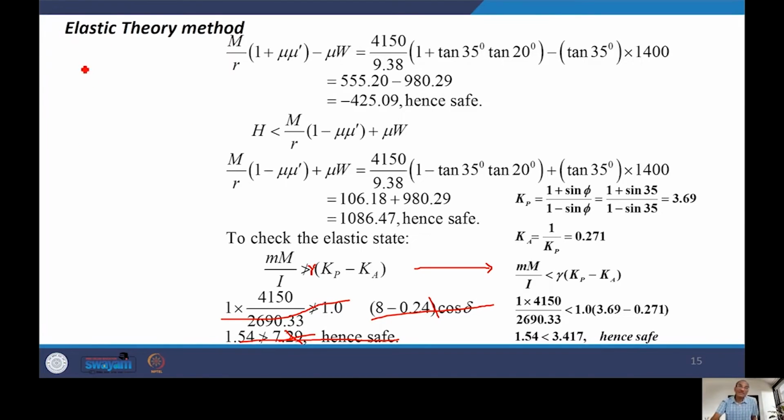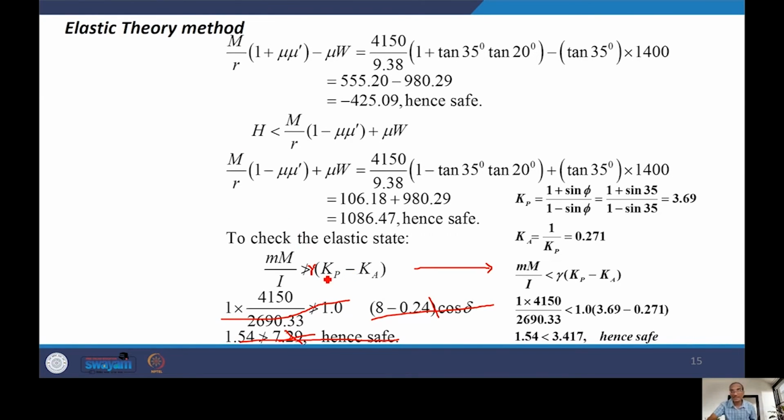It is fine. Another check is also applied between H and M by R. In this check, the value of H should be less than the value listed here. Again, you put all the numbers in this equation, 1 minus tan 35, tan 20 degrees and so on, and you end up with the value 1086.47. This value should be greater than H, because H is 200 ton, so this is obviously fine. So this is not an issue.